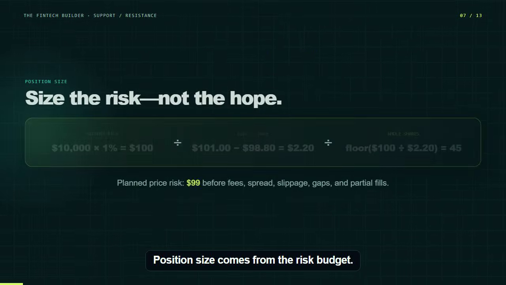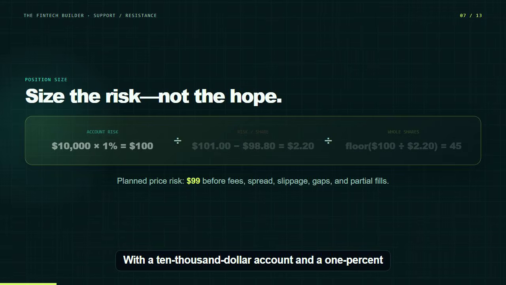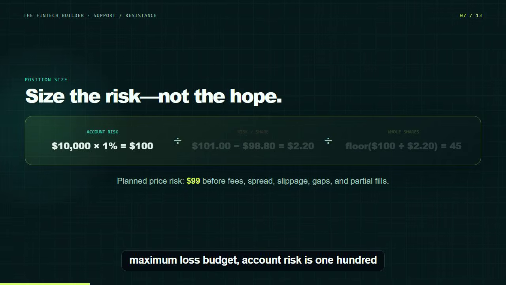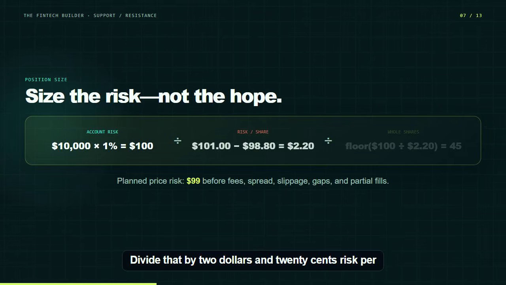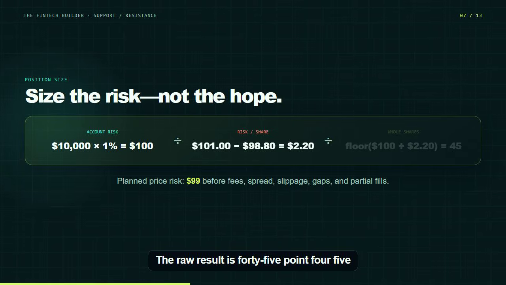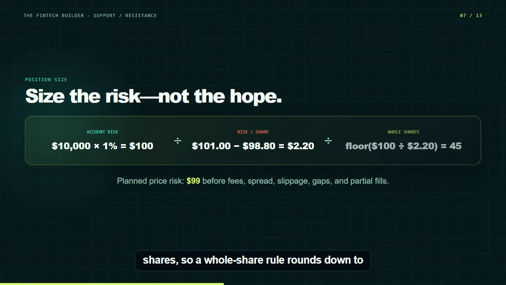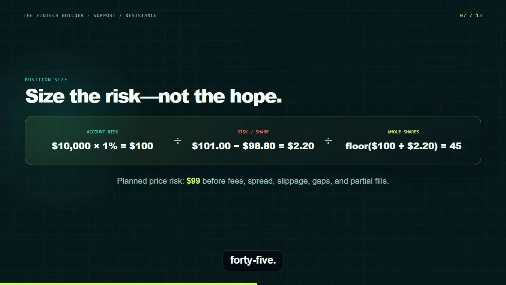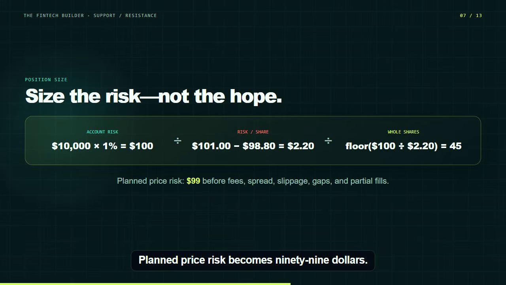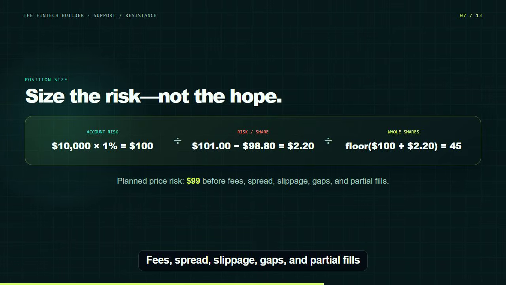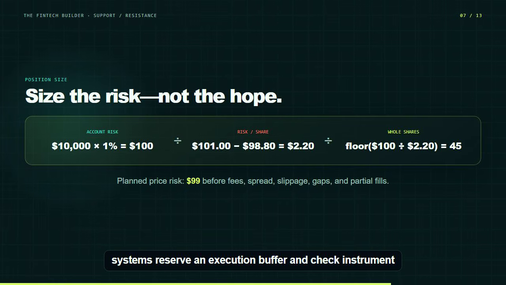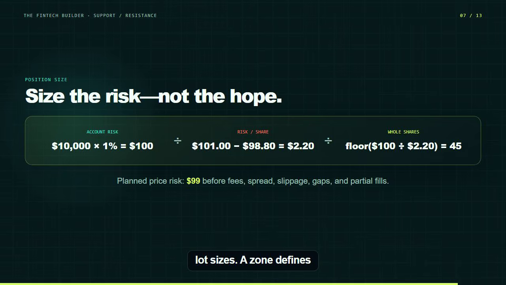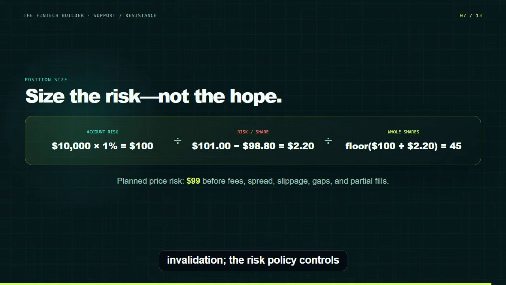Position size comes from the risk budget. With a $10,000 account and a 1% maximum loss budget, account risk is $100. Divide that by $2.20 risk per share. The raw result is 45.45 shares, so a whole share rule rounds down to 45. Planned price risk becomes $99. Fees, spreads, slippage, gaps, and partial fills can make realized loss larger, so production systems reserve an execution buffer and check instrument lot sizes. A zone defines invalidation. The risk policy controls survival.